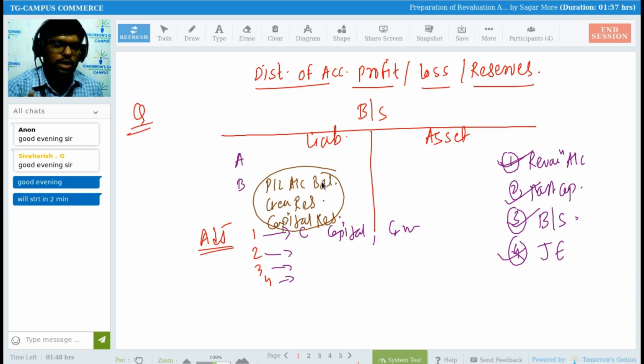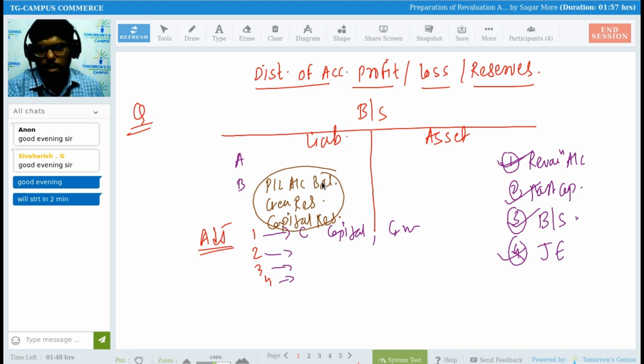Now tell me, this profit which is available in the balance sheet before admission of a partner, does it belong to A and B, or to A, B and C, all three partners? Whether we have to distribute this available profit to A and B only, or A, B and C, to all. What do you think, Dhanashri, Sadhna? A and B. Shiva is saying A and B.